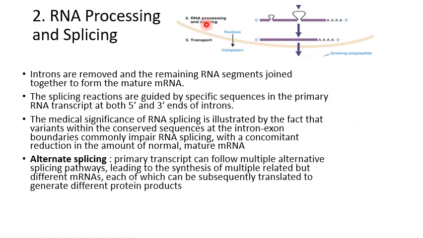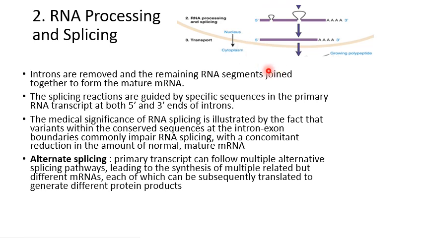The second step that happens also within the nucleus is the RNA processing and splicing. In this process, the introns, the non-coding parts of the gene, are removed, and the remaining RNA segments are joined together to form one strip of mature mRNA.